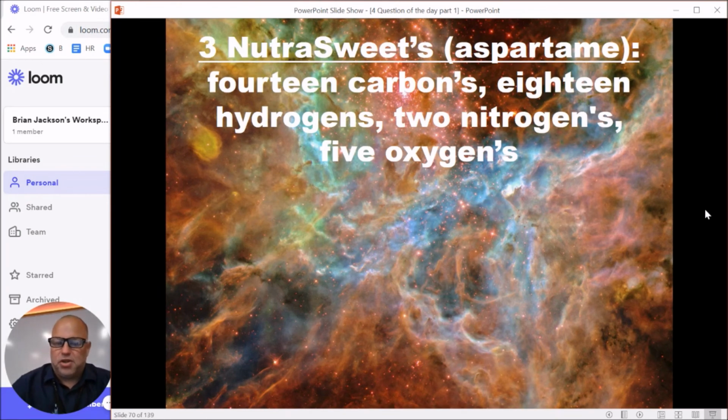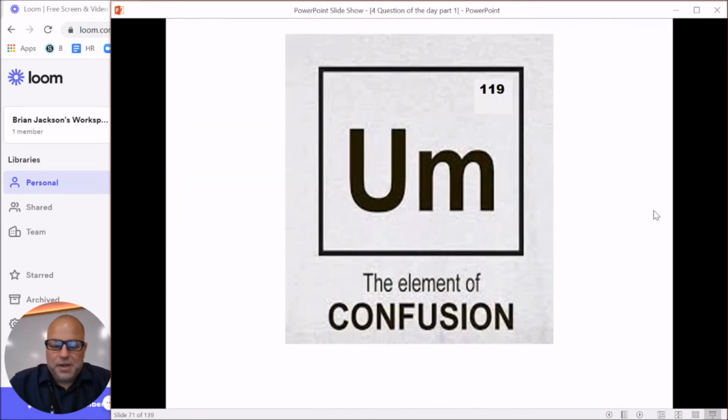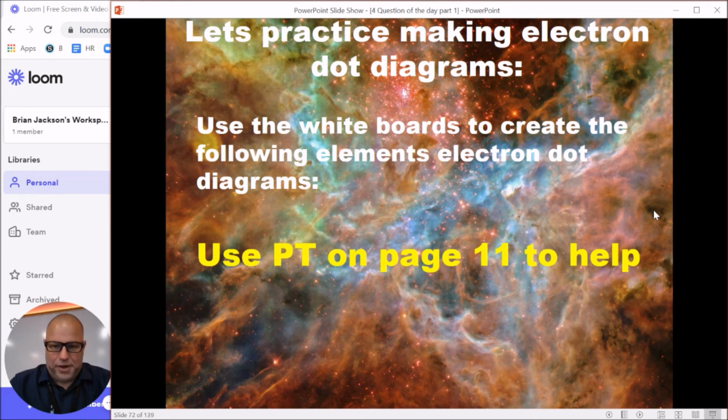How about 3 NutraSweets? So if you want some NutraSweet, here's the formula for it. They want 3 NutraSweets, so 3 of them: 14 carbons, 18 hydrogens, 2 nitrogens, and 5 oxygens. Oh yeah, the element of confusion right here. Hopefully it is not taking over for you and everything.